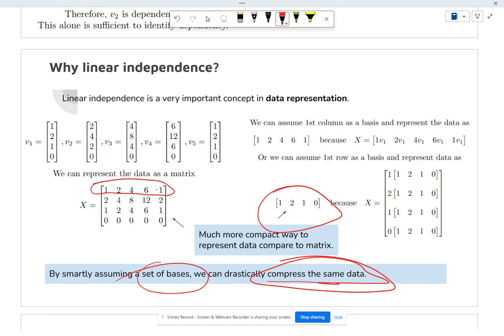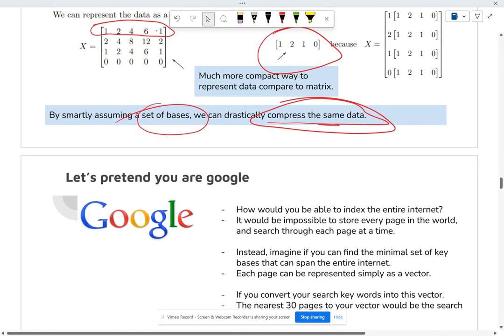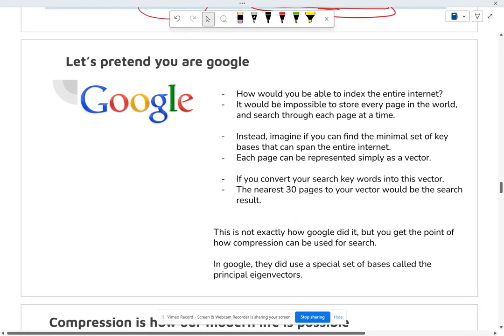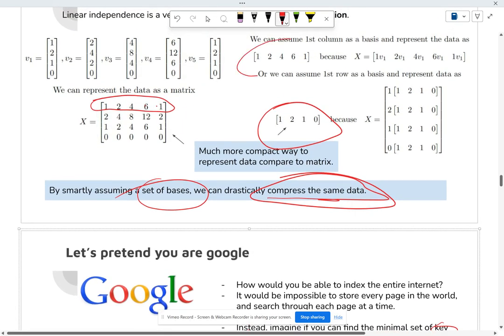So this dependence and compression are all really related. Let's pretend you're Google. How would you be able to index the entire internet? The entire internet is gigantic. It would be impossible to store every page in the world and search through each page at a time. But imagine you can find a minimal set of key bases. Remember, we just use a basis to really compress the data into some kind of representation.